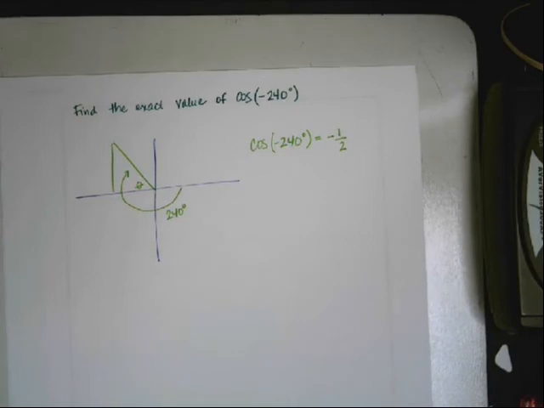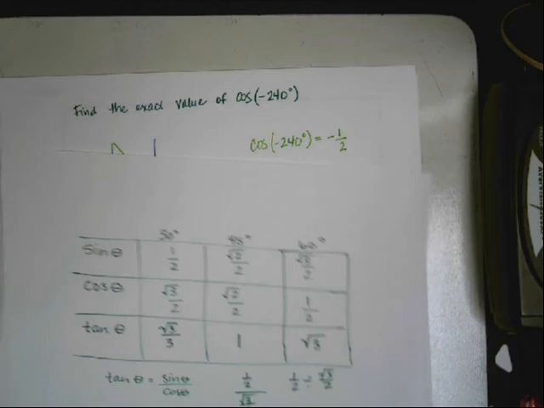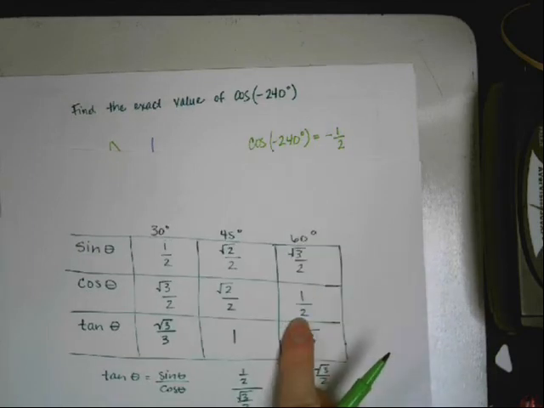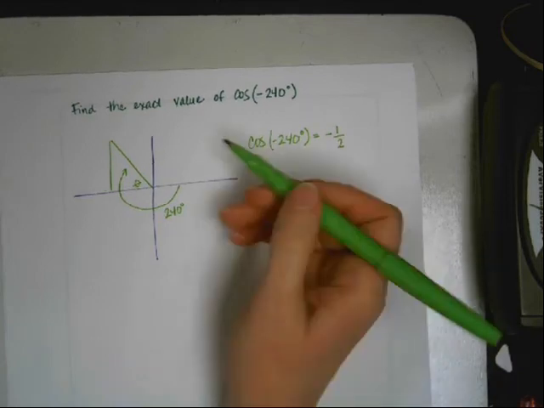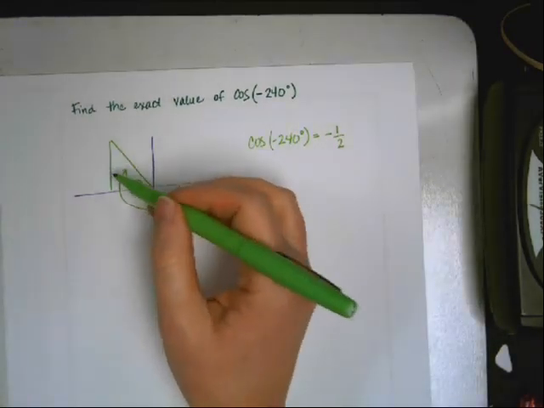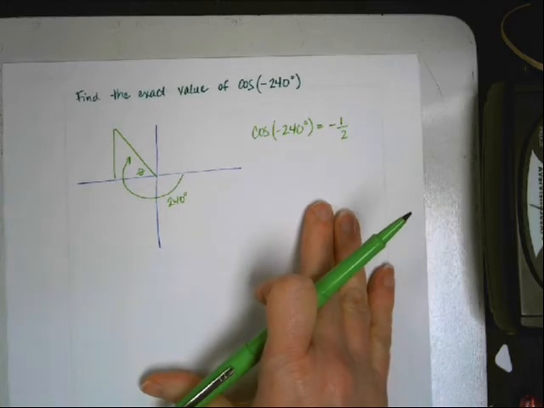All right, so negative 240. I drew negative 240 in. Remember, that means it's going to swing clockwise. So it goes past 180 and into quadrant 2. That makes my reference angle a 60-degree angle. So I just went to my chart. Cosine of a 60-degree angle is a half. But in quadrant 2, cosine is negative, because in all students, the only things positive there are sine and cosecant. So, is that good? Everybody good?